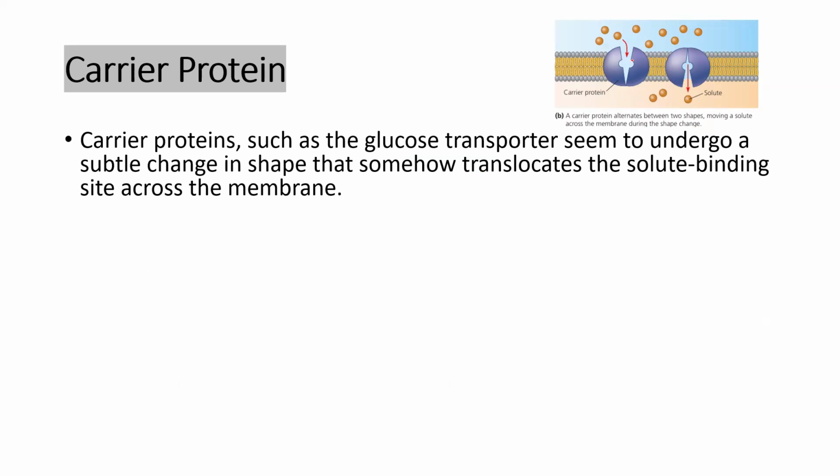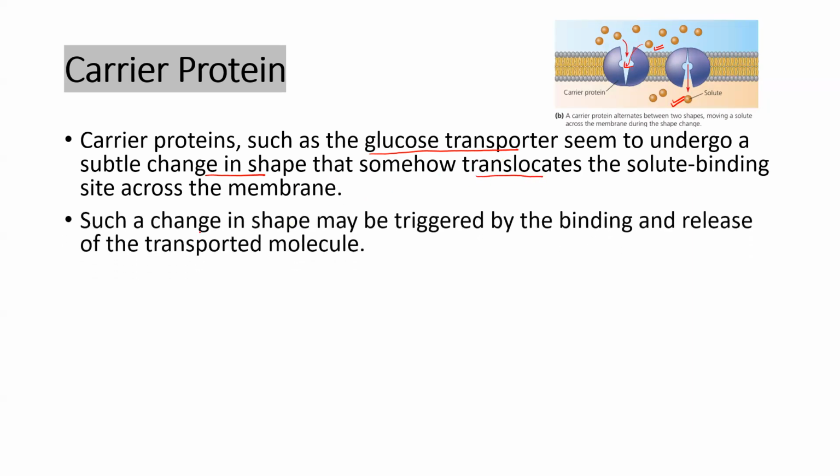For example, here if you see, in this case, the concentration of molecule is high here. The molecule will bind on this site and it will go for conformational change to release the solute on the other side. For example, glucose transporter is a protein, because glucose has polar molecules and large size. They go for a change in shape so that they will translocate and finally release on the other side. Such change in shape may be triggered by the binding and release of the molecules.